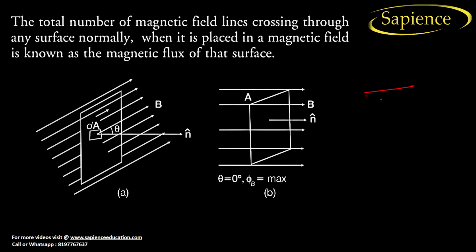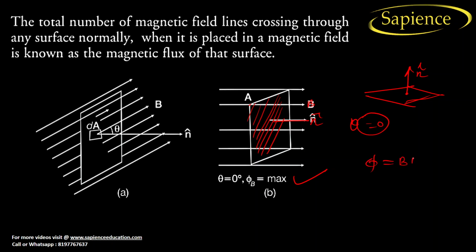Area vector means, let us consider this is a surface. At this surface, the area vector will always be perpendicular. So here we can consider this is a surface area and the area vector is this n cap. So how much angle is being made by the area vector? This theta is equal to 0, right? So when theta is equal to 0, the flux will be maximum. Flux can be written as B dot A. So we can also call that BA cos theta.